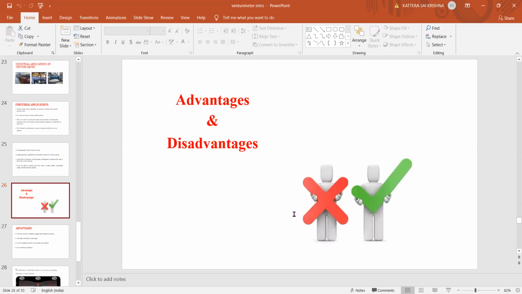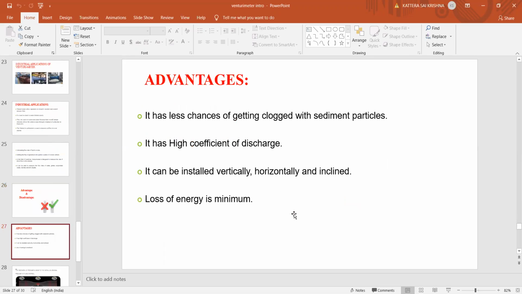Next, we have advantages and disadvantages. It has less chance of getting clogged with sediment particles. Since it is hollow, small sediment particles will automatically move through the venturi. It has a high coefficient of discharge. It can be installed vertically, horizontally, and inclined. In 3 ways, we can use that. So the loss of energy is minimum.